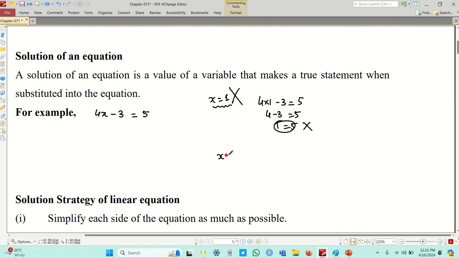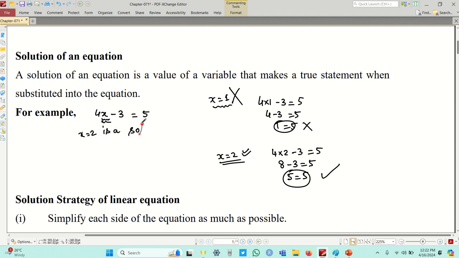But if I put x is equal to 2, what will it be? 4 times 2, because 4x minus 3 is equal to 5. So 4 times 2 is 8. Minus 3 is equal to 5. 8 minus 3 is 5. 5 is equal to 5. So here I am changing x, first I changed it by 1, then I changed it by 2. If I am putting 2, what am I getting? I am getting 5 is equal to 5. 5 is equal to 5 is a correct statement. That means x is equal to 2 is a solution. So what can we write? x is equal to 2 is a solution.